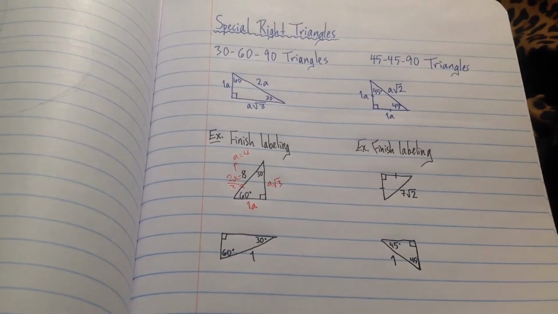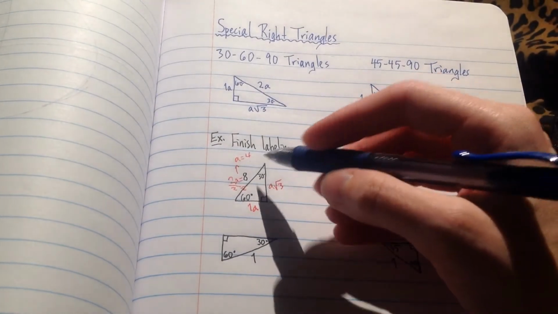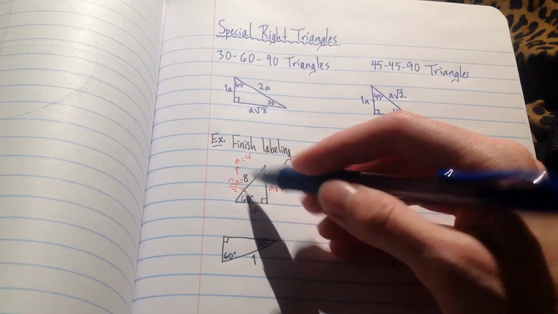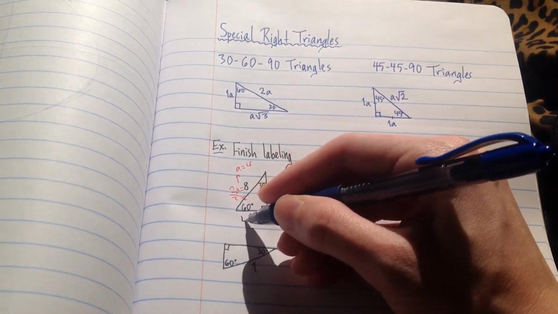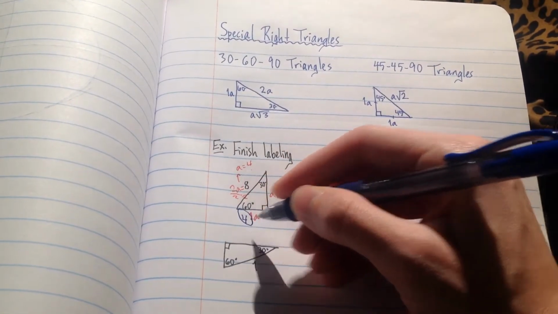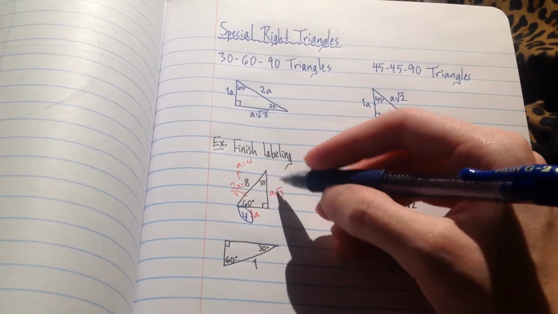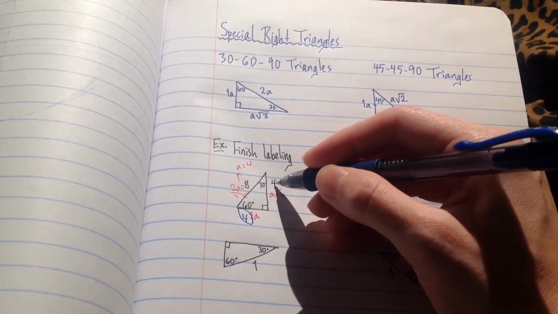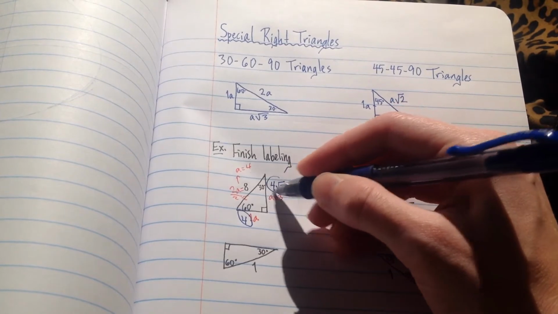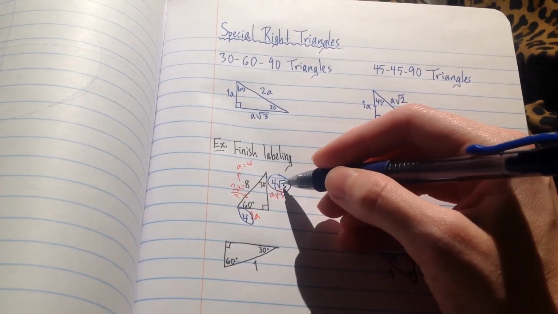And then if we know what a is, then we know all of our other sides. So 1a, if a is 4, 1 times 4 is 4. So we got this side labeled. And then if a is 4, then a root 3 would be 4 root 3. And we've got this side labeled.